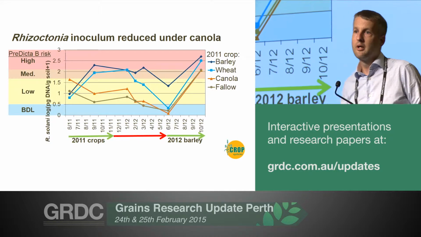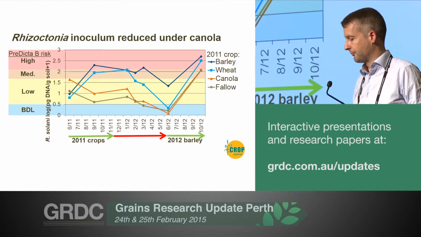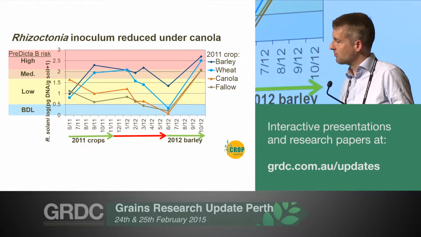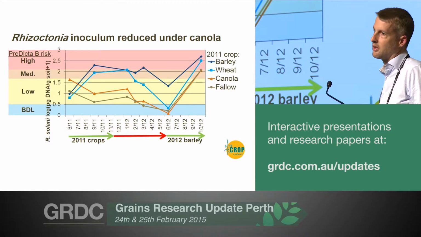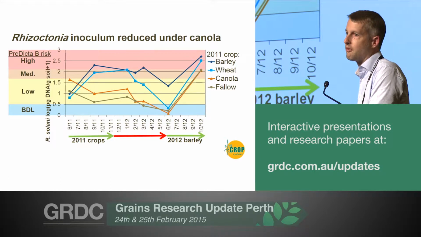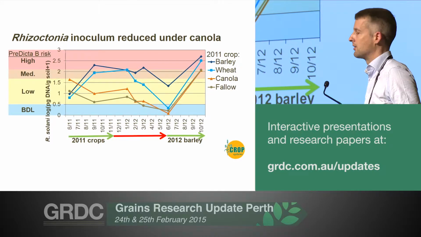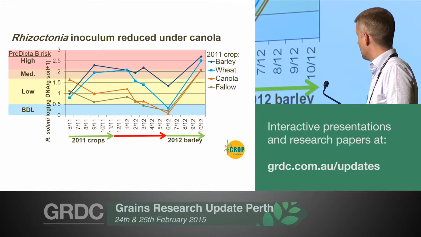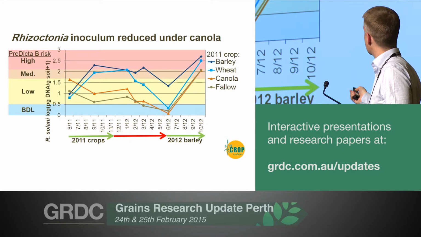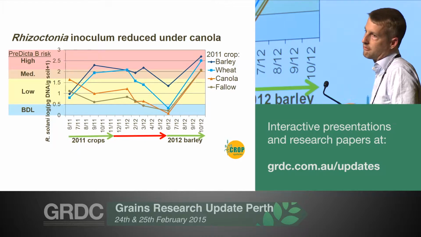To back that up, we had a trial at Katanning. Okay, it's quite a busy slide, but I think it shows very nicely the effect it has on the following year, because not only does it reduce inoculum, but it also translates over to the following year. So in 2011, I had these plots in there. I had barley, wheat, canola, and fallow.